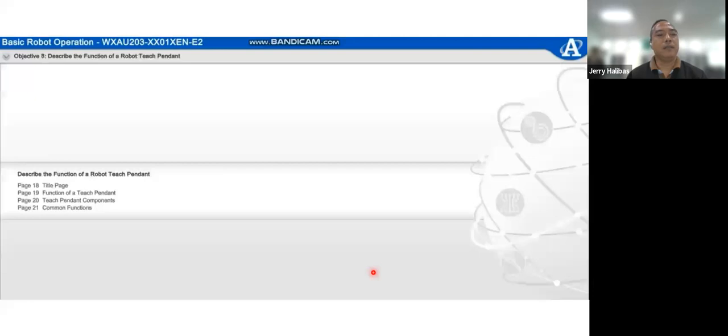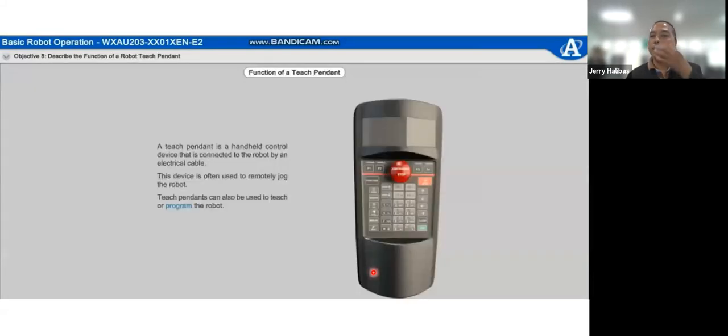Okay, so describe the function of a robot teach pendant. So the teach pendant is the programming device as well. The teach pendant is a handheld control device that is connected to the robot by an electrical cable. This device is used to remotely jog the robot. Teach pendants can also be used to teach or program the robot.